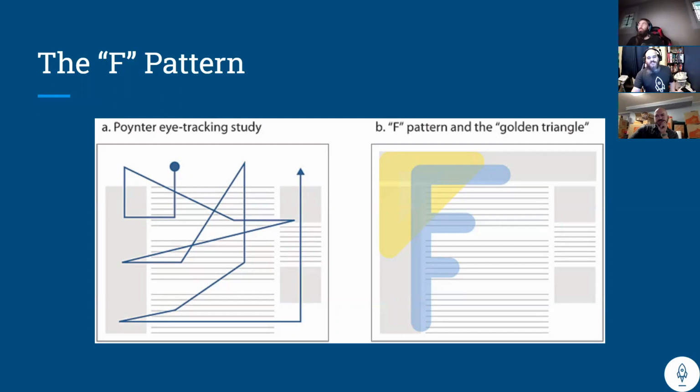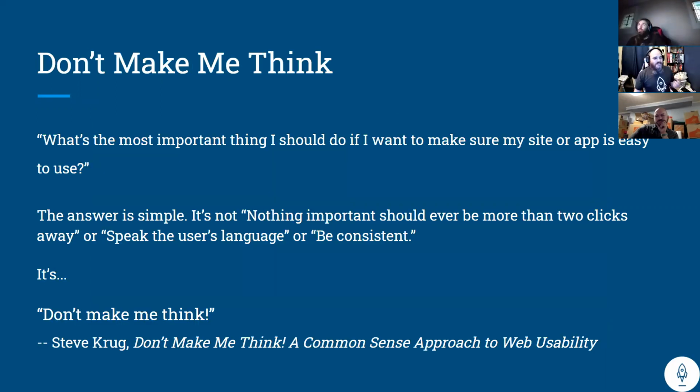I summarize all of what I feel about it basically from this book called Don't Make Me Think, A Common Sense Approach to Web Usability by Steve Krug. This does everything I just said in a way easier way to remember. So what's the most important thing I should do if I want to make sure that my site is easy to use? The answer is simple. It's not speak the user's language or be consistent. It's: nothing important should ever be over 2 clicks away.